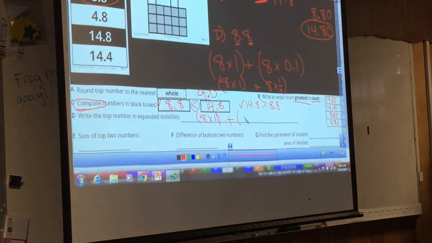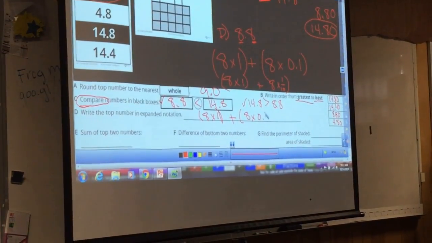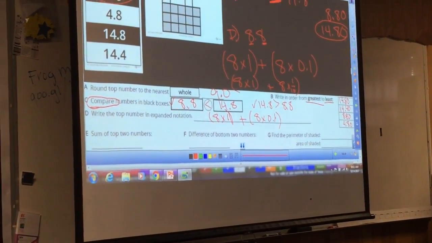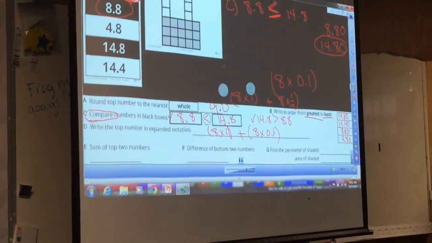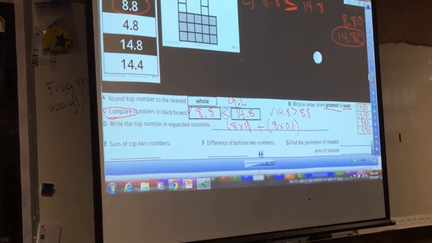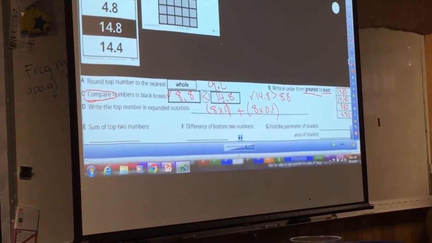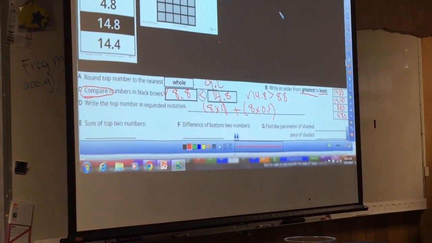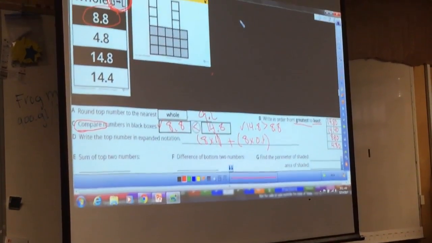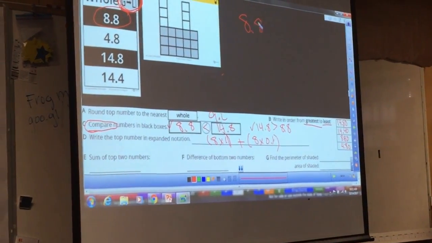Let's see. Ava, read me E. E. Sum of two top numbers. Or top two numbers. Sorry. Okay, Frank, what does sum mean? The answer to an addition problem. Perfect, an answer to an addition problem. So, the top two numbers, what two numbers am I going to write down, Andalyn? The top two numbers that you're going to write down are 8.8 and 4.2.